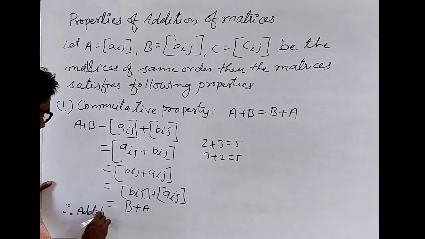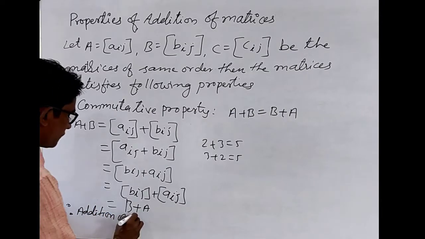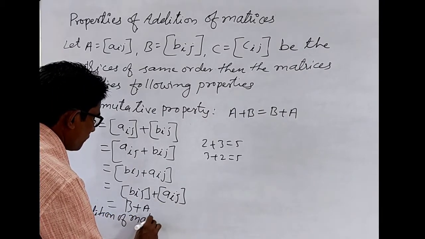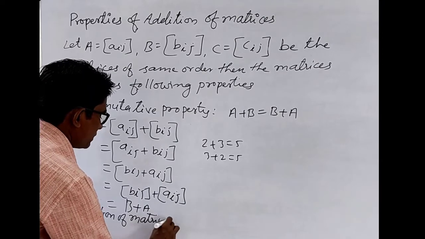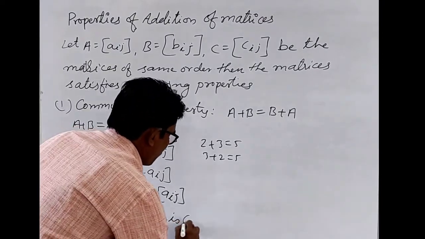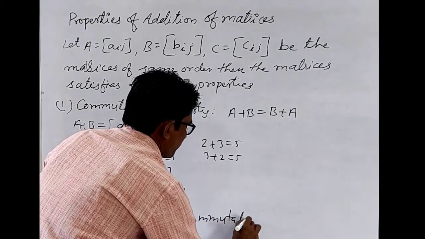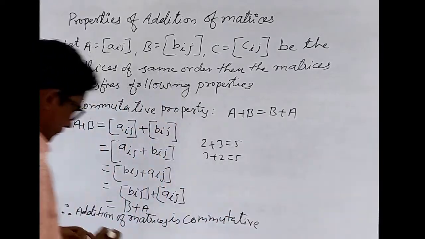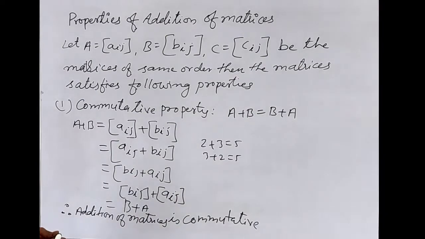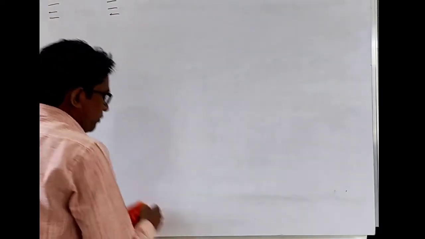Therefore, addition of matrices is commutative. We conclude that addition of matrices is commutative. Now let us take one example.